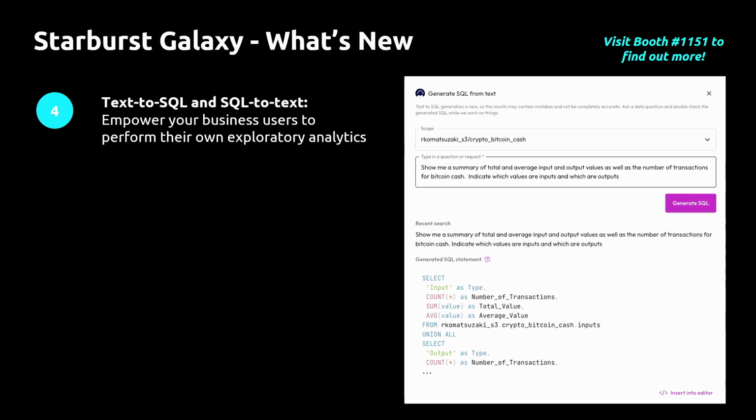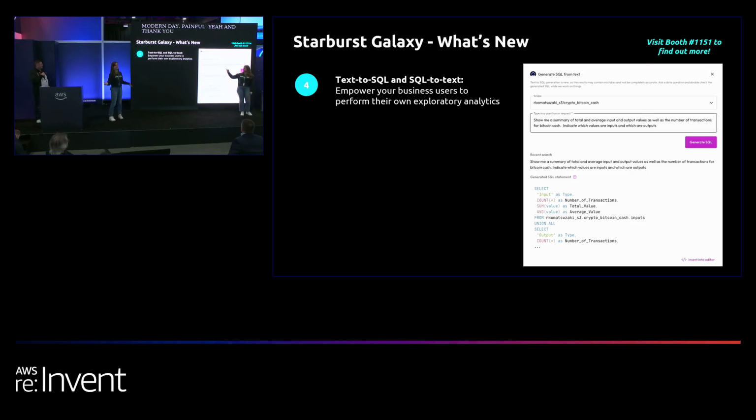Oh, and last one, text to SQL and SQL to text. Go to the booth and we'll check it out. We'll be happy to show you a demo.